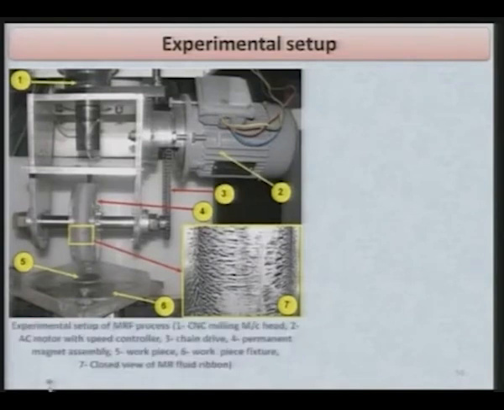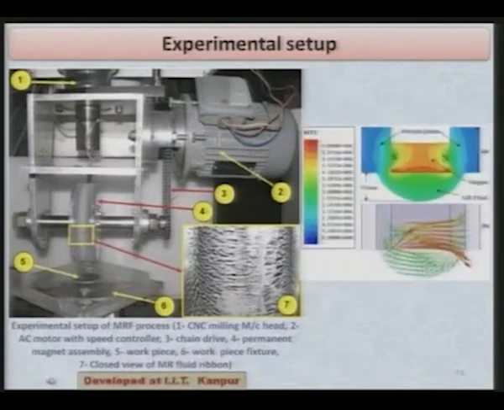You can see in this setup a CNC milling machine is there, and 2 is the AC motor with speed control over here, and 3 is the chain drive that you can see, and 4th is a permanent magnet assembly which is on the rotating wheel, 5 is the workpiece, 6 is the workpiece fixture, and 7 is a closed view of the ribbon, as you can see here.